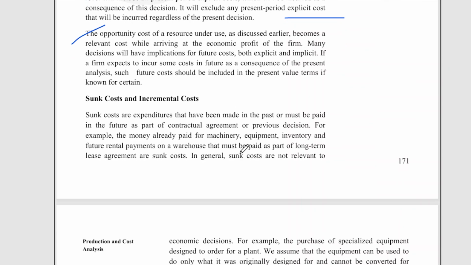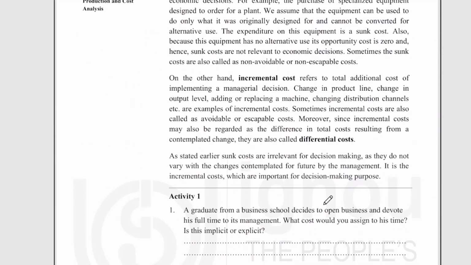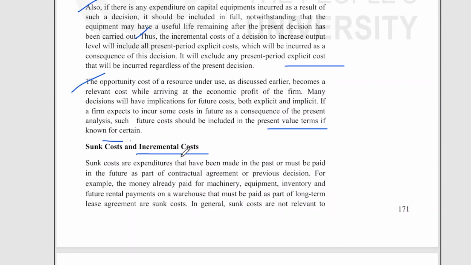And the opportunity cost of a resource under use, discussed earlier, becomes a relevant cost while arriving at the economic profit of the firm. And many decisions will have implications for future cost, both explicit and implicit. If a firm expects to incur some cost in future as a consequence of the present decision, such a future cost should be included in present value terms if known for certain. And next is sunk cost and incremental cost.